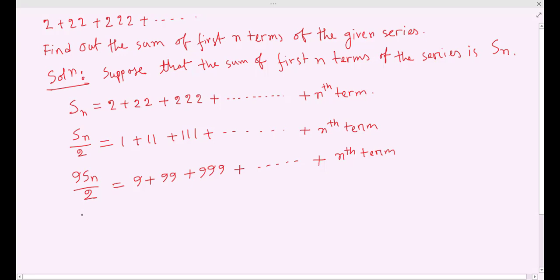So now what we are going to do is, 9Sn by 2 equal to, we can write this 9 as 10 minus 1, plus we can write it like 100 minus 1 plus 1000 minus 1 and so on up to the nth term.